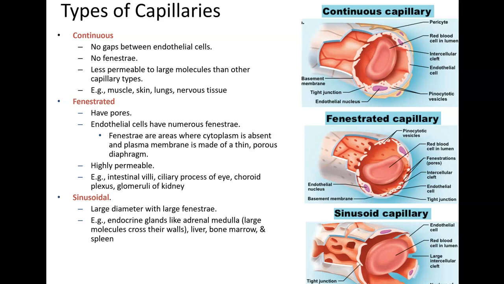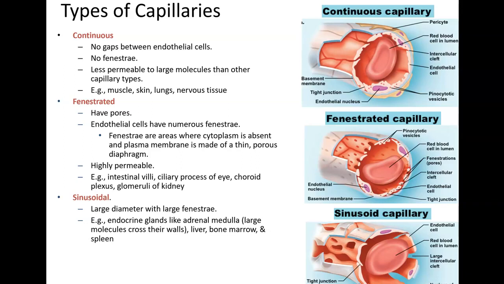Areas we would find this are like in the intestinal villi, where we need to pull in nutrients. The ciliary process of the eye, the choroid plexus, which we would have in the ventricles of our brain, and glomeruli of the kidney, where the glomeruli are part of the nephron, the structural and functional unit of the kidney.